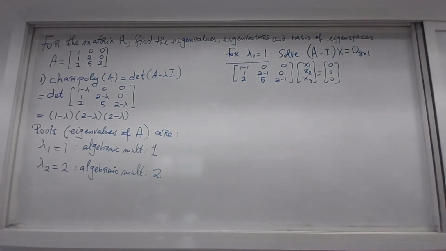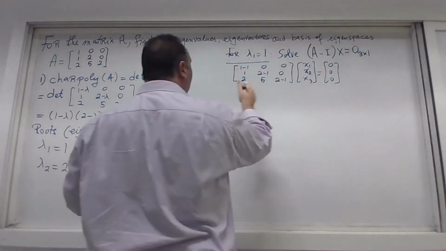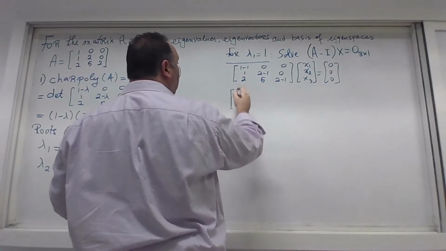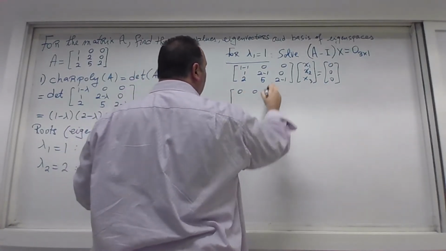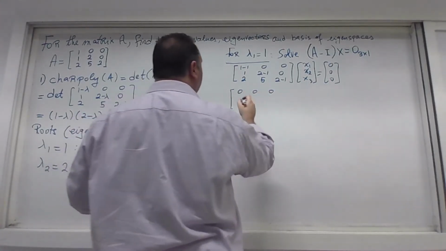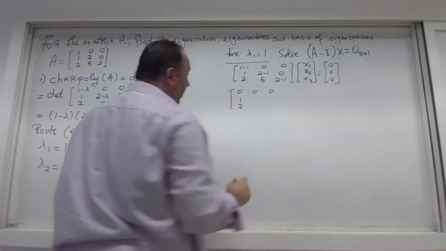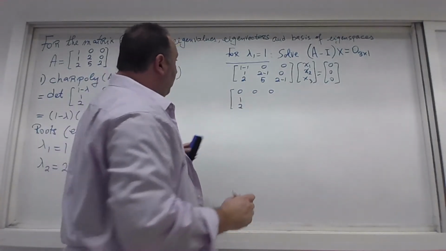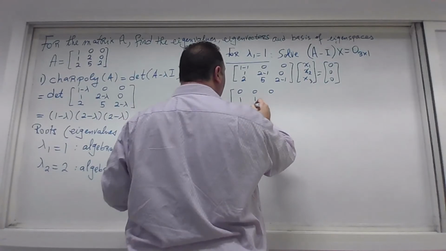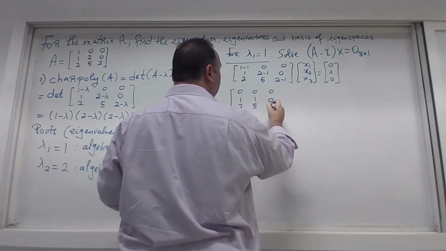Homogeneous system. This matrix is obviously not invertible. And you see you have a row of zeros, obviously determinant is zero. If your determinant is not zero, you have a problem, you made a mistake somewhere, and you need to stop and go and correct your mistake.